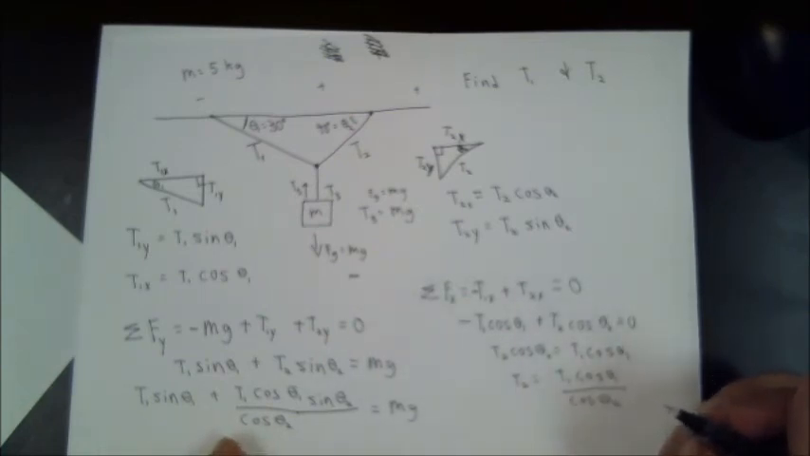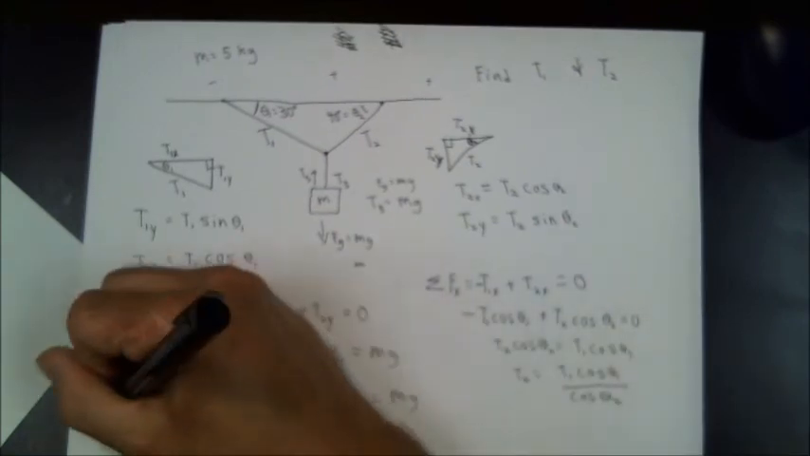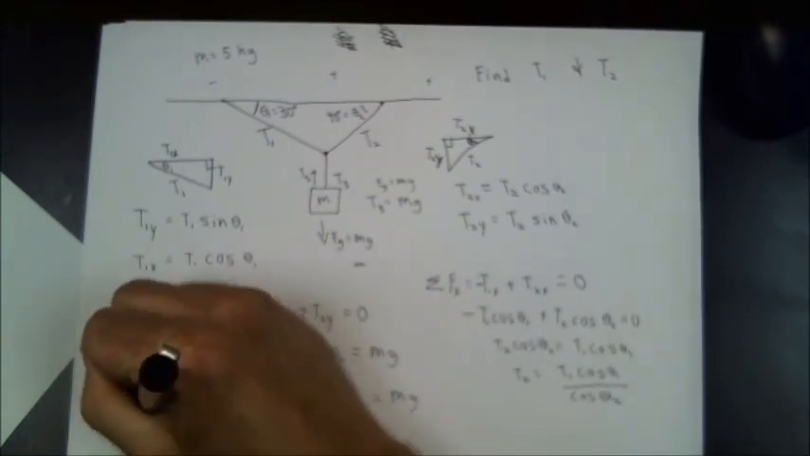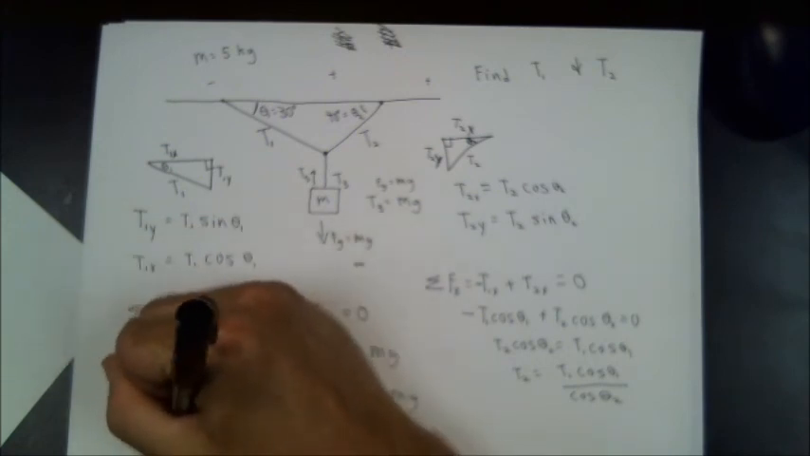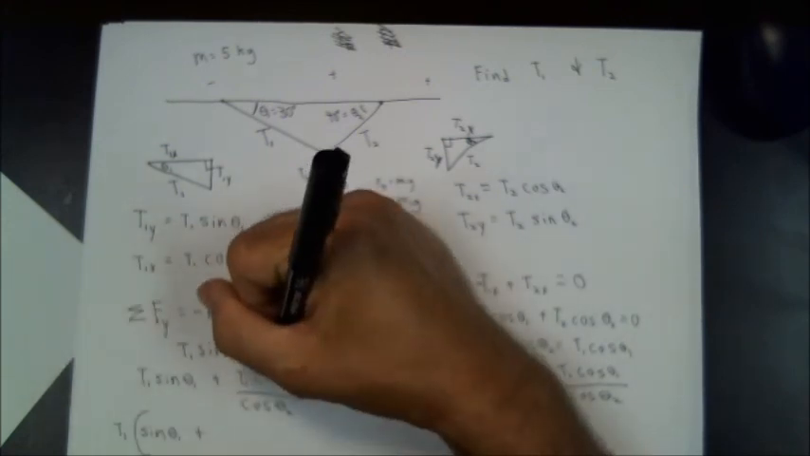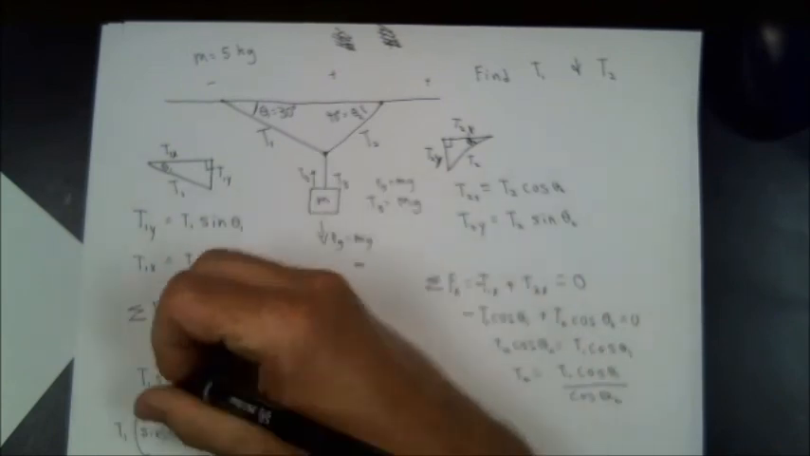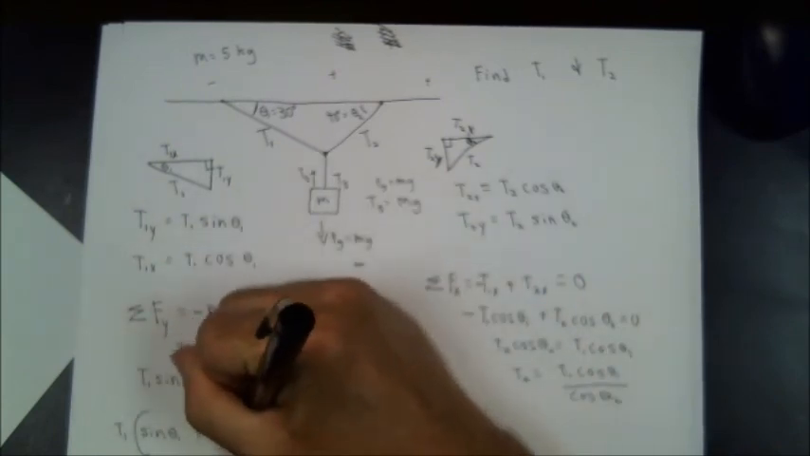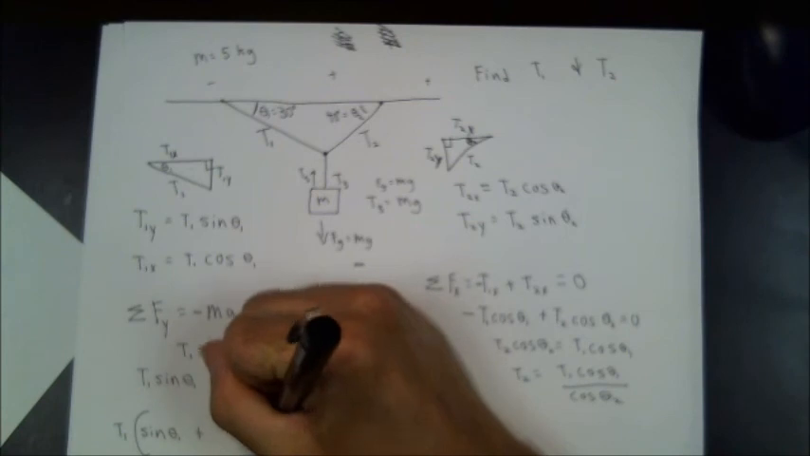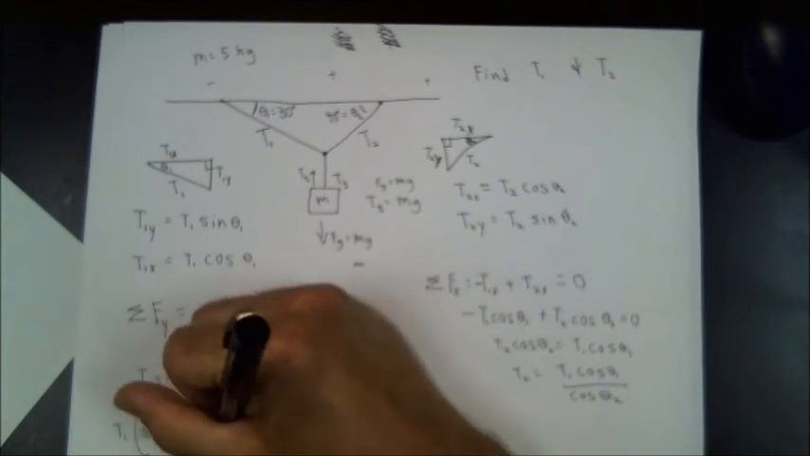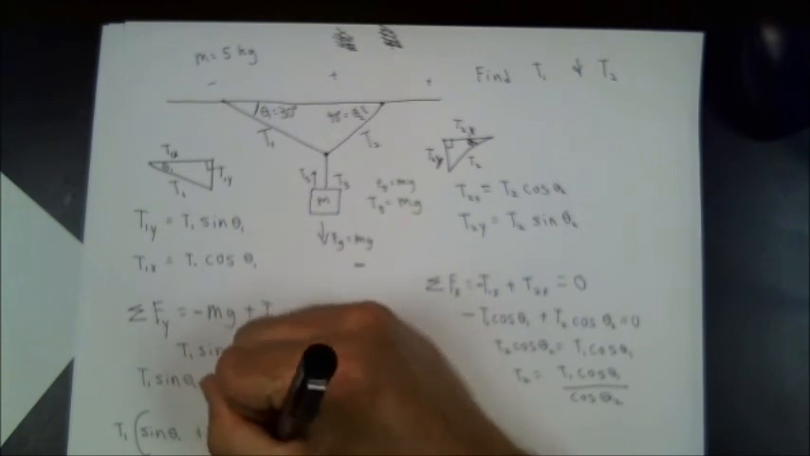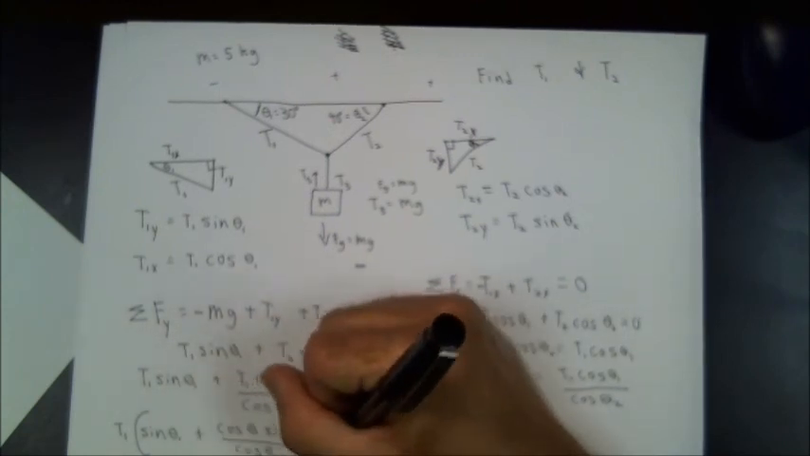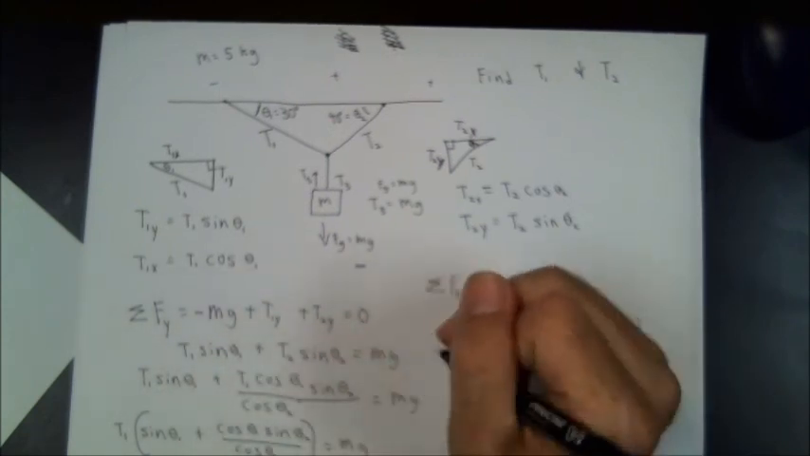I want to solve this for T1, so I can factor T1 out of this equation, and I get T1 multiplied by the sine of theta 1 plus cosine theta 1 sine theta 2 divided by cosine theta 2 equals mg. Okay.